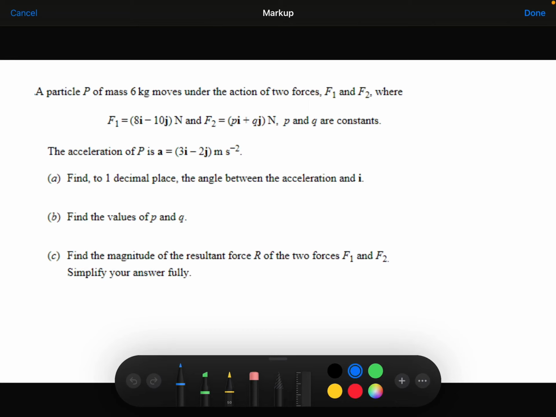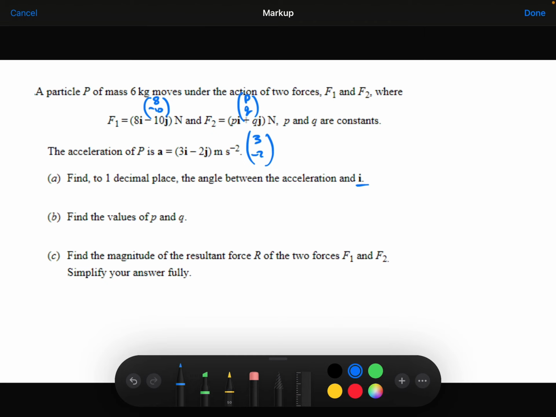A particle P of mass 6 kilograms moves under the action of two forces, F1 and F2, where F1 is equal to 8i minus 10j, and F2 is equal to Pi plus Qj, where P and Q are constants. The acceleration of P is 3i minus 2j. Find, to one decimal place, the angle between the acceleration and the i unit vector.